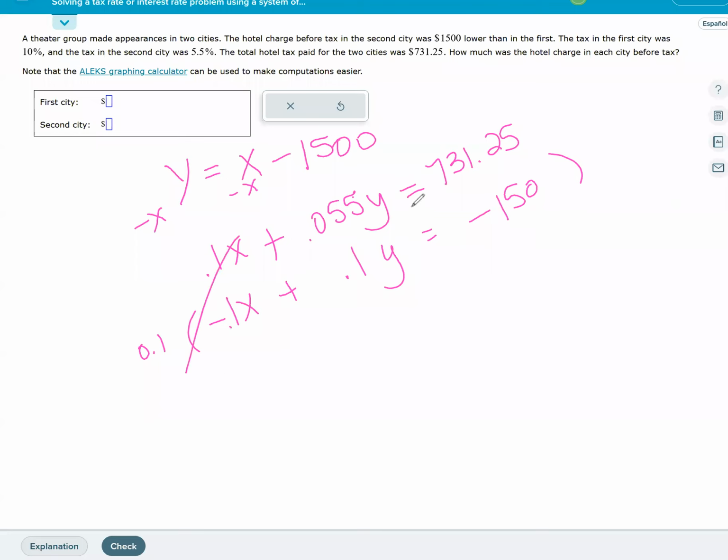So this goes to 0. This is 0.155y. And we want to do 731.25 minus 150, which is 581.25. And we will divide that by 0.155. So the amount in the second city is $3,750.